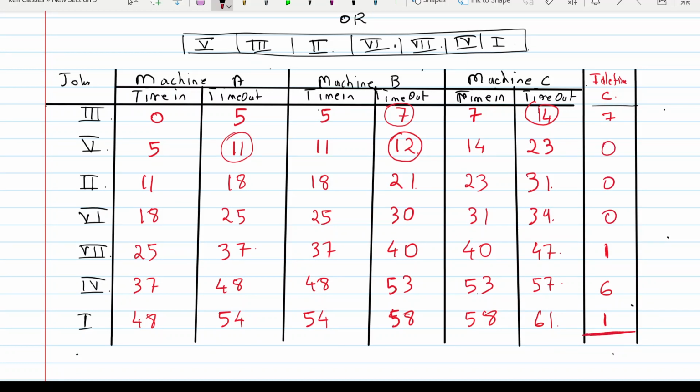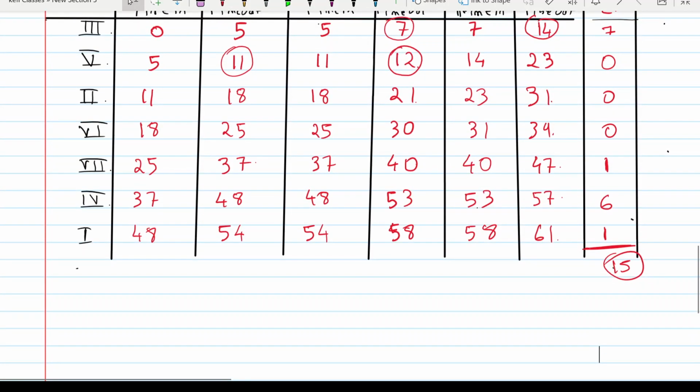So ये टोटल कितना देता है? 7 plus 1 8 plus 6 14 plus 1 15. That's idle time for machine C. So let's find for total minimum elapsed time.